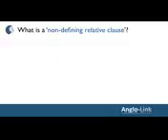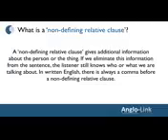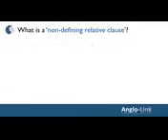So, what is a non-defining relative clause? A non-defining relative clause gives additional information about the person or the thing. If we eliminate this information from the sentence, the listener still knows who or what we're talking about. In written English, there is always a comma before a non-defining relative clause. Let's look at some examples.